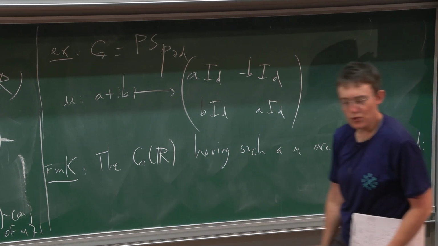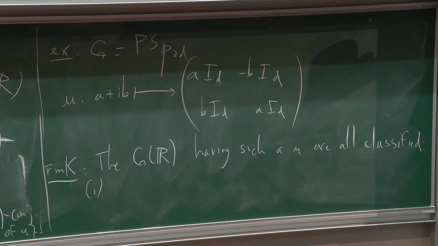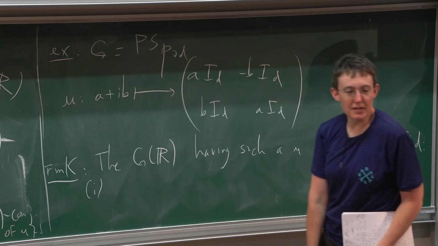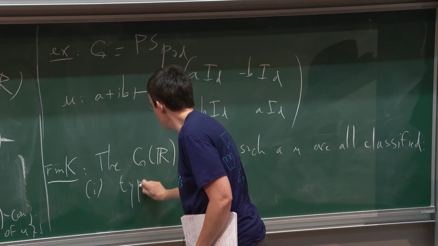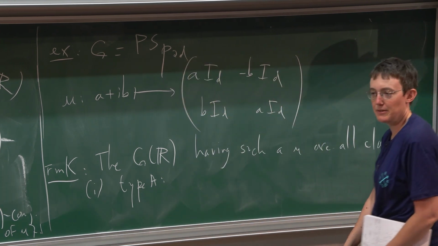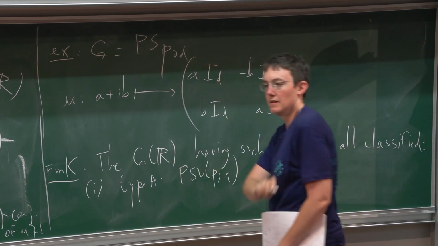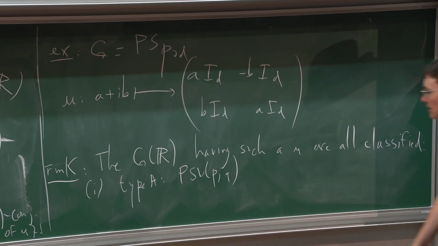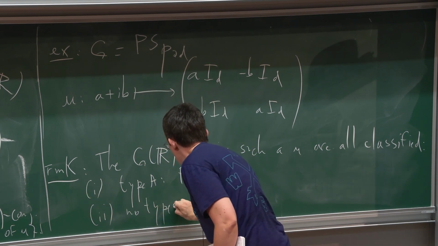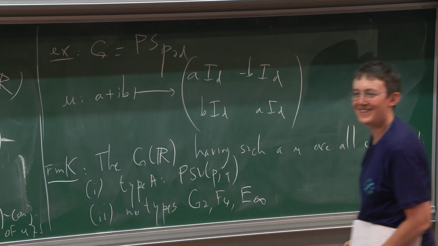So there are notes of Milne, Introduction to Shimura Varieties, where he gives the full classification of all the real semi-simple Lie groups that can appear. So, for example, in type A, the factors of type A of G of R, you cannot have GLn. You can only have unitary groups, PSU(p,q). And you cannot have any factors of types G2, F4, or E8. Okay.